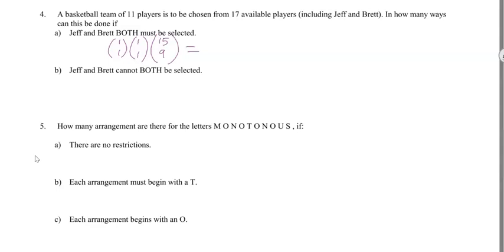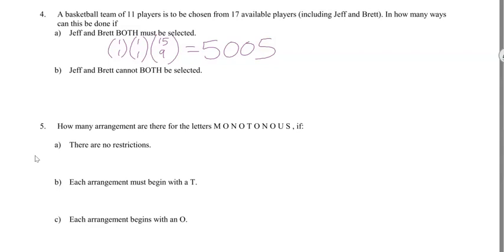Don't do 1 choose 1, right? 1 choose 1 is just 1. So if all you wrote was 15 choose 9, good enough. I mean, you can follow what it is you're doing. If you were asked to explain it, then just say, I'm sending Jeff and Brett, they're being chosen, so I have 15 players left, of which I need 9. That would be the words I put down, then go 15 choose 9 equals 5,005.